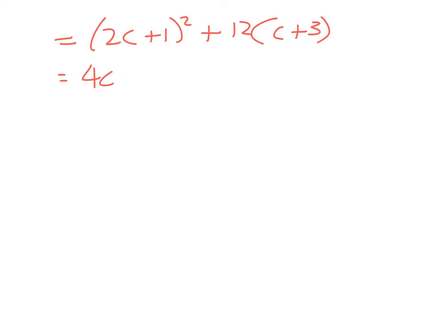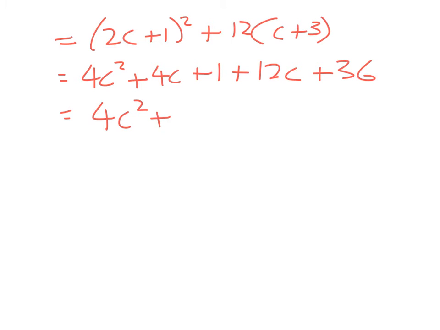So that equals 2c plus 1 squared plus 12 times c plus 3. So let's expand and we get 4c squared plus 4c plus 1 plus 12c plus 36, which equals 4c squared plus 16c plus 37. So if I'm looking to show that something's positive, then a nice way to do it is to find that it's equal to something squared, and then maybe we're going to have a leftover bit. So that's what we're going to do here.